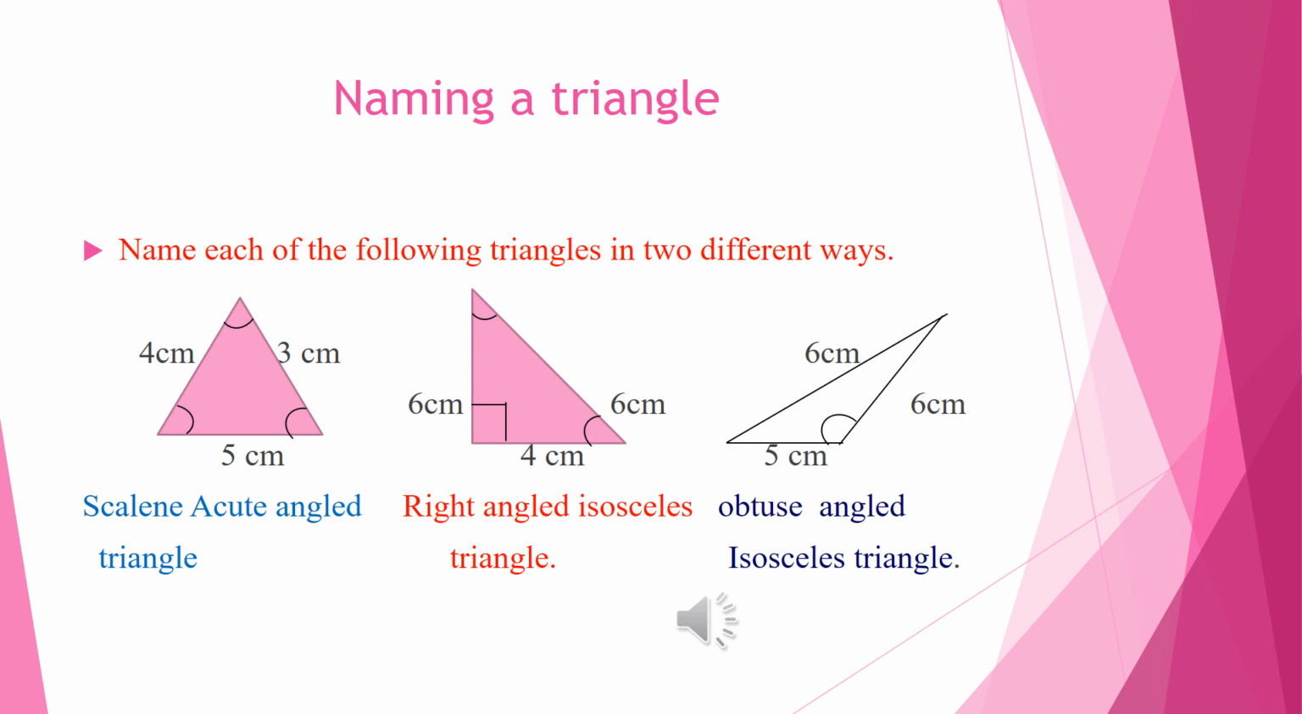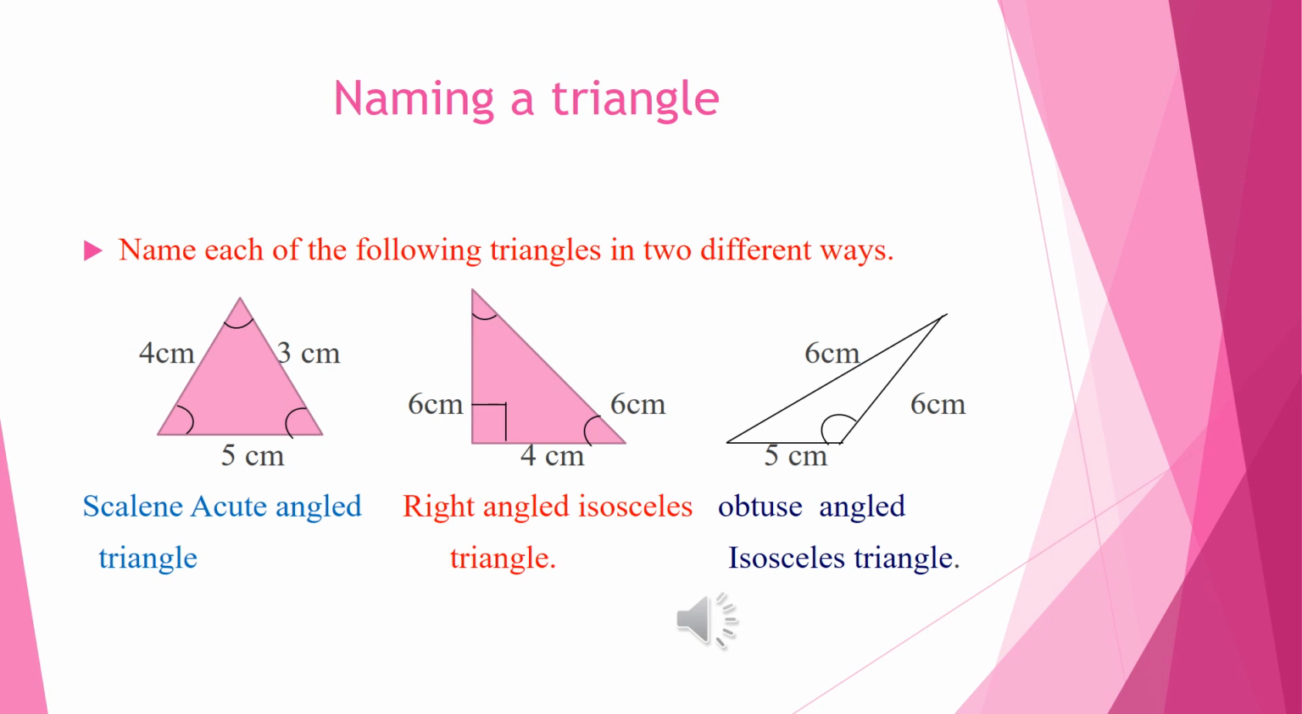Dear children, now let us see how to name a triangle in two different ways. That is, we have to name a triangle based on classification of sides and classification by angles. Now if you see the first triangle, all sides are unequal, so it is a scalene, and all the angles are less than 90 degrees, so it is an acute angle. So we can name it as scalene acute angle triangle.